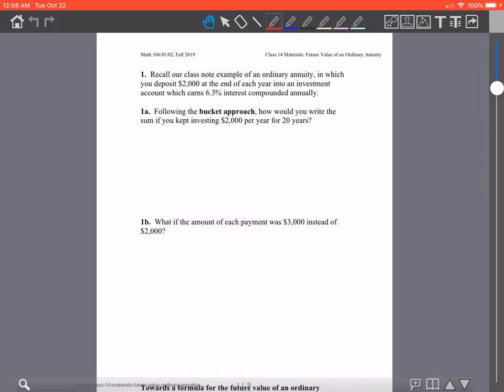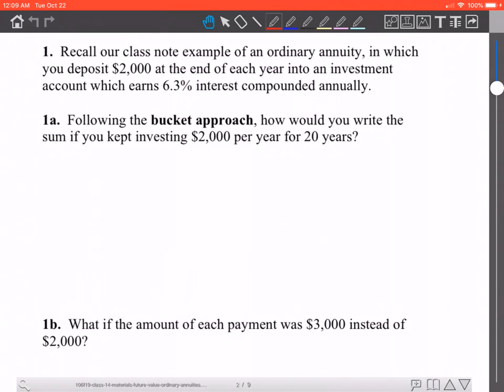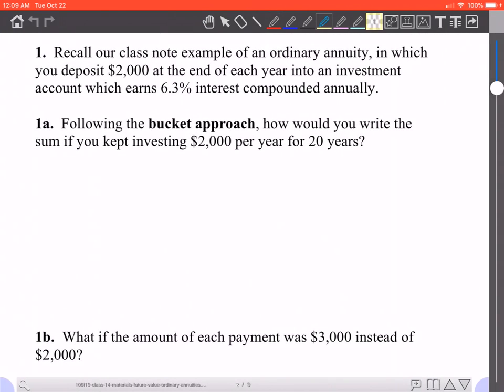So to do that, let's take a look at again the same example, $2,000 at the end of each year, account is giving you 6.3% compounded annually. What would the number sentence for the bucket approach look like if you kept investing $2,000 per year for the next 20 years? So think about that for a second.